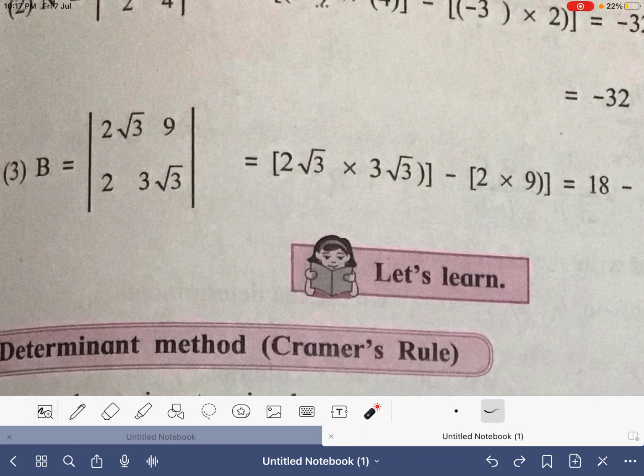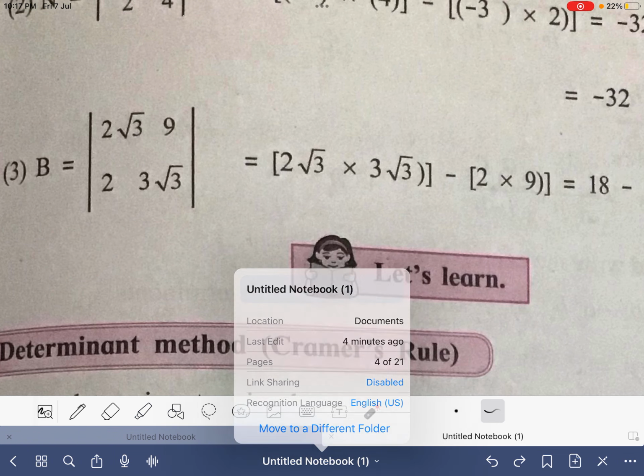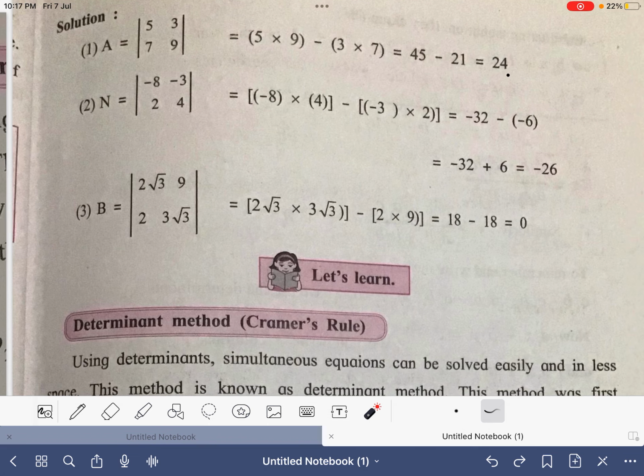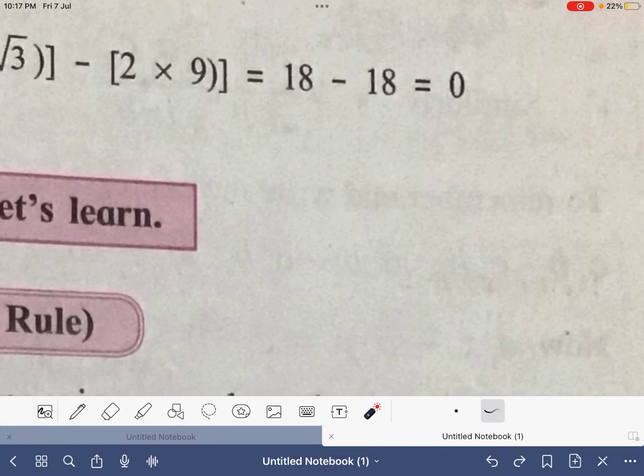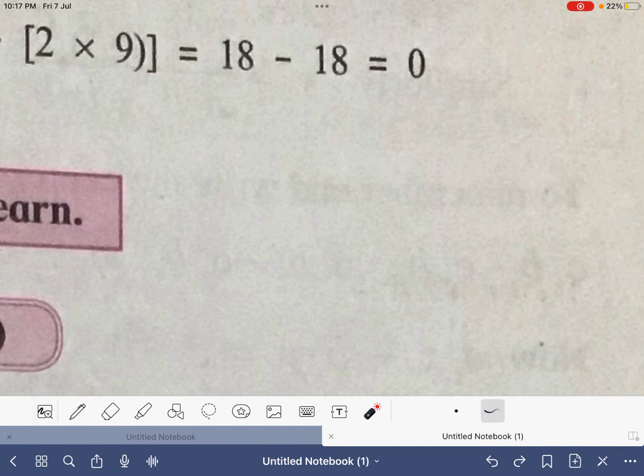Clear? Now put a minus sign and multiply these two. 2 nines are 18. Clear? So we know that 18 minus 18 is equal to 0. So for this case your answer is 0. Clear? So likewise we have to solve the determinants.